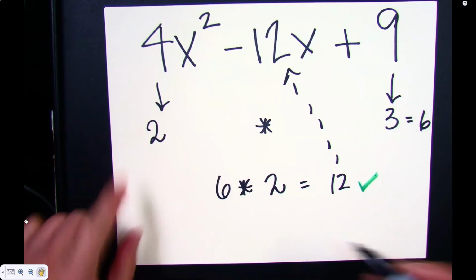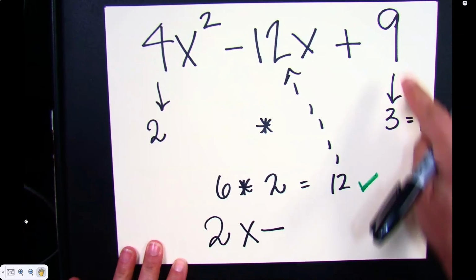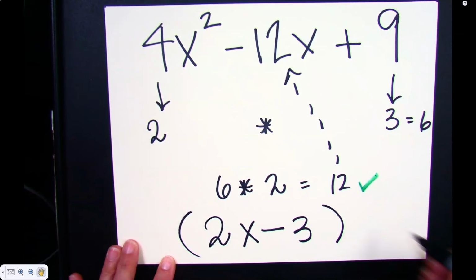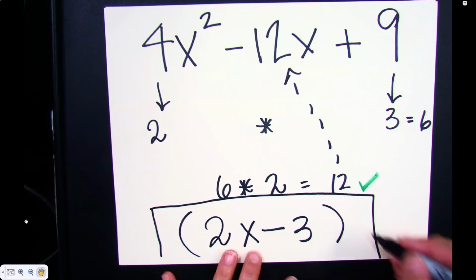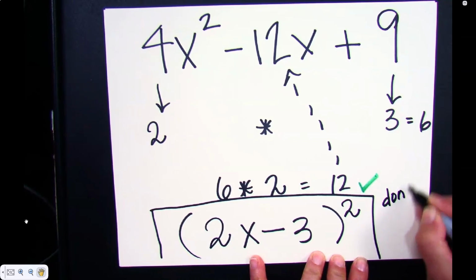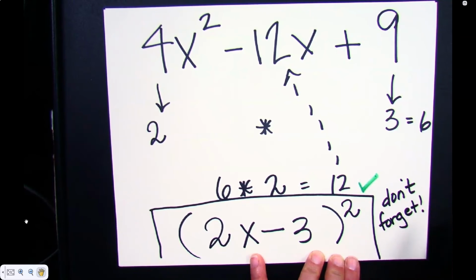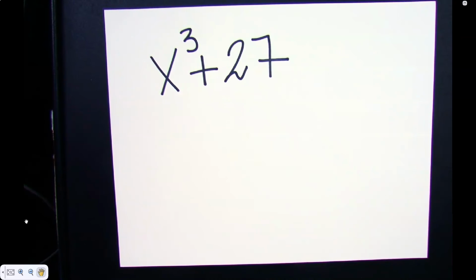So we're going to take the root, which is 2, the last root, which is a 3, and notice I have a minus sign in the middle because once again, that 12 was negative in the original problem. So hopefully you're noticing here, this is not the correct answer to this problem. I'm missing my exponent. Do not forget your exponent or you won't factor it correctly.